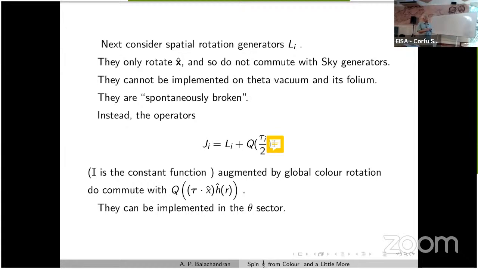That will be maintained if I choose a rotated tau, it will still be okay. But if I rotate tau by this Q tau I over 2, just this global transformation, I'm applying this tau. So I'm taking a new Q where I have rotated the Q by this global color transformation, and it will become a new Q. It is not the same as the old Q.